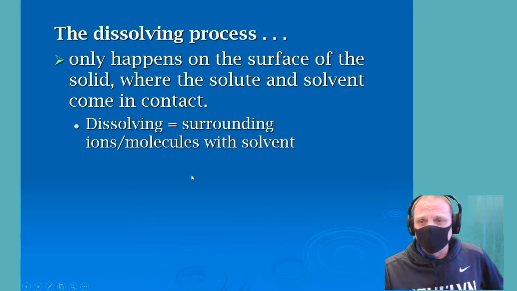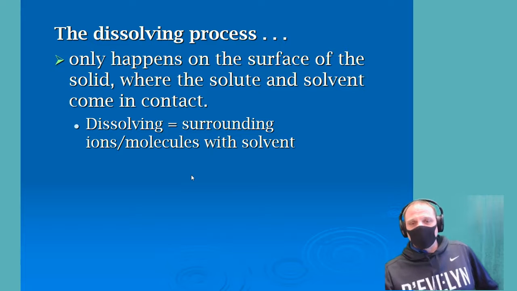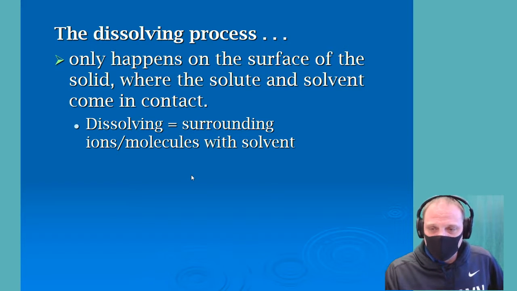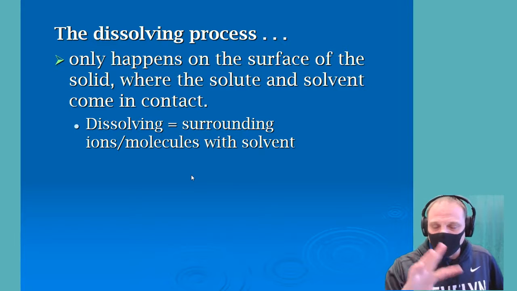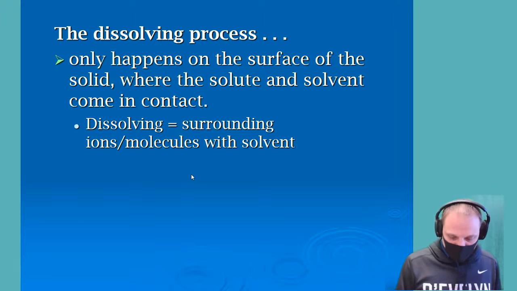When we look at dissolving, we have to realize that dissolving only happens at the interface between the solvent and the solute. Whatever they're coming in contact, that's the process where dissolving is going to be taking place. So the idea behind dissolving is that you have the ions and or molecules being surrounded by the solvent. Okay, so little particles are going to be surrounded by other particles, the solvent particles, and that is basically what dissolving is. It's the surrounding of one particle by another.